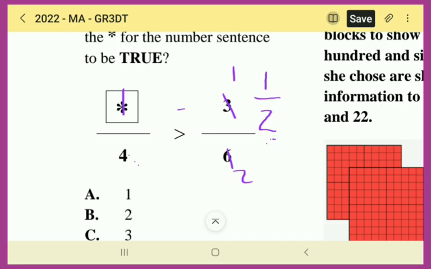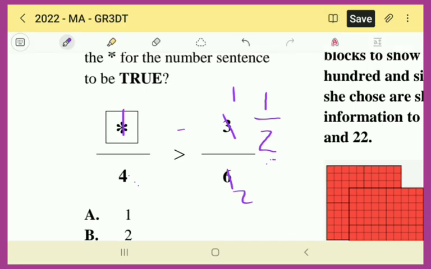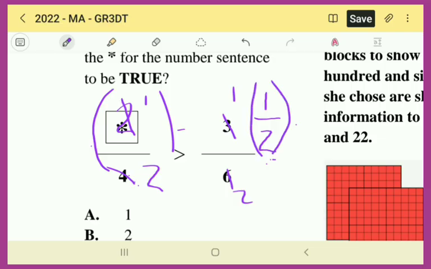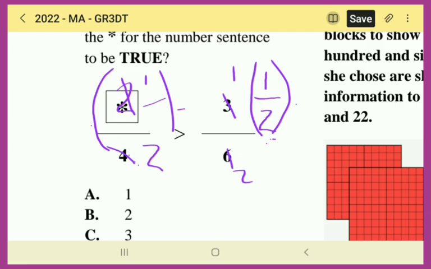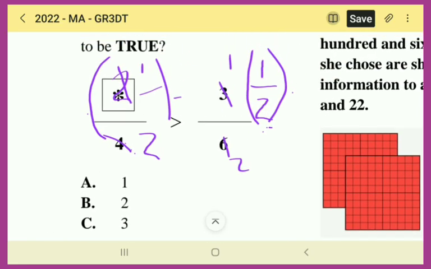B says if you put 2 over here instead of 4, we're going to have 2 over 4. 2 into itself 1, 2 into 4 is 2. So we're left with a half for here and a half for here. So over here is a half, 1 over 2. Over here is also a half, 1 over 2. B is saying a half is greater than a half. That's not true. So if we've eliminated A and B, we know the answer is going to be C.